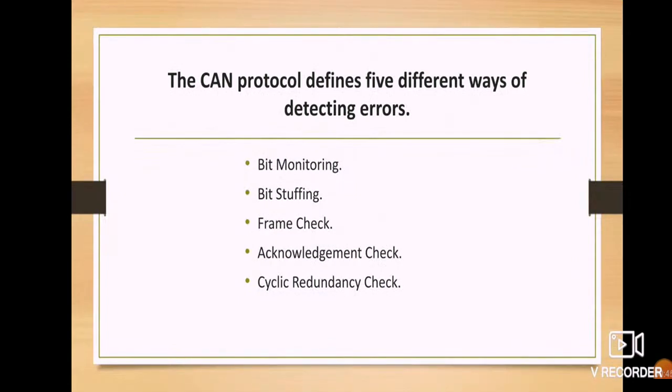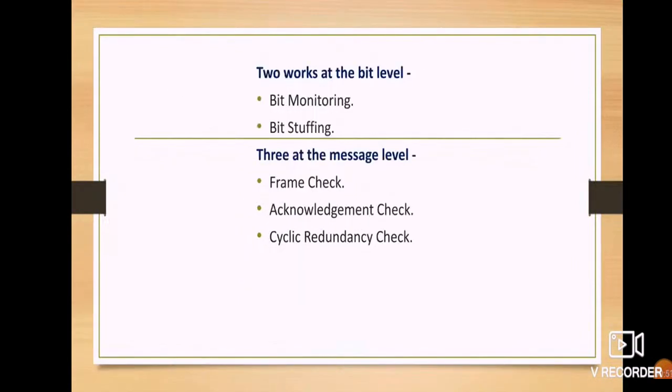The first two and the last three are categorized into two forms. The first two work at the bit level, and the other three work at the message level. Bit monitoring and bit stuffing detect errors while transmitting the bits. If there is any problem with the bits, bit monitoring and bit stuffing broadcast the particular error. Once the bits have been transmitted successfully, at the message level the frame check, acknowledgement check, and cyclic redundancy check come into the picture. Let's see them one by one in detail.